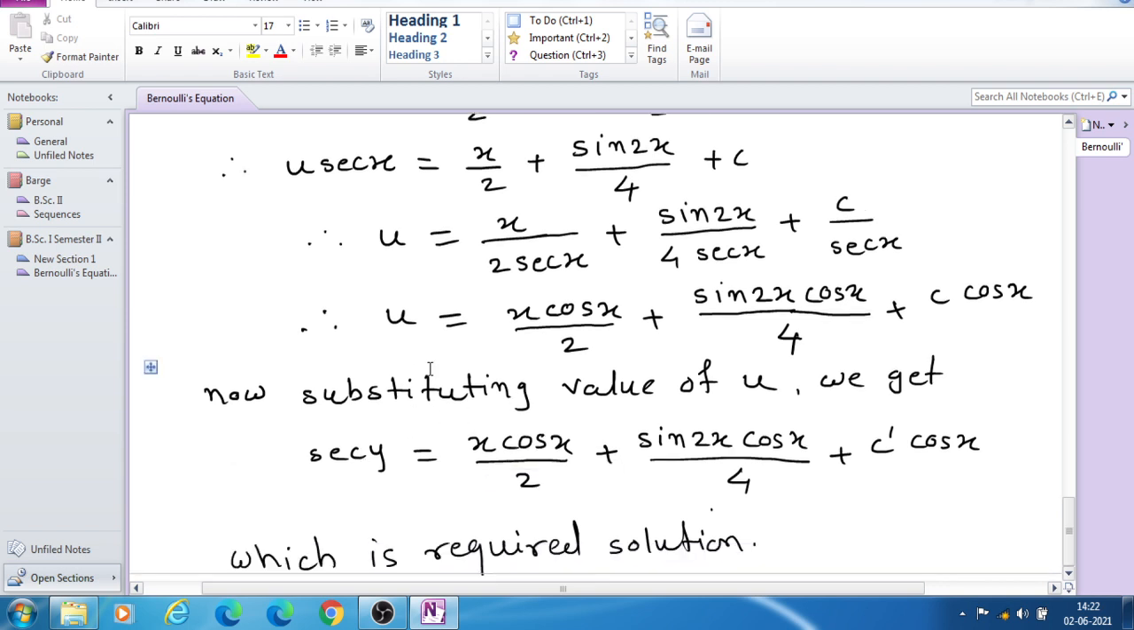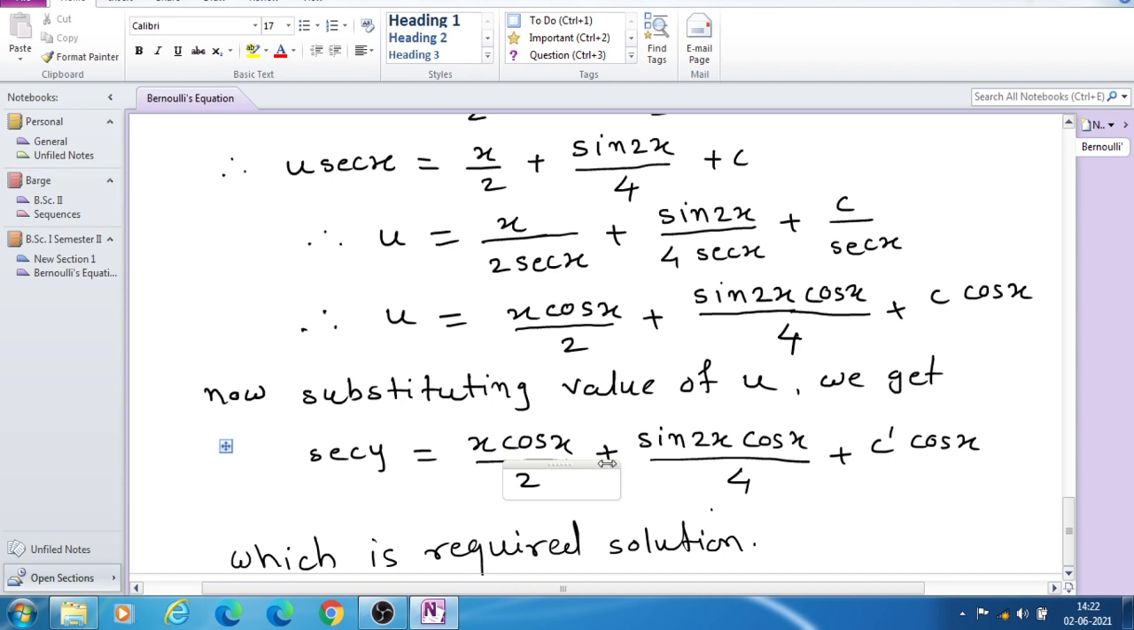So this is value of u, but we have substituted u for sec y. Therefore substituting value of u, sec y, we get sec y is equal to x cos x upon 2 plus sin 2x cos x upon 4 plus c dash cos x. And this is the solution.